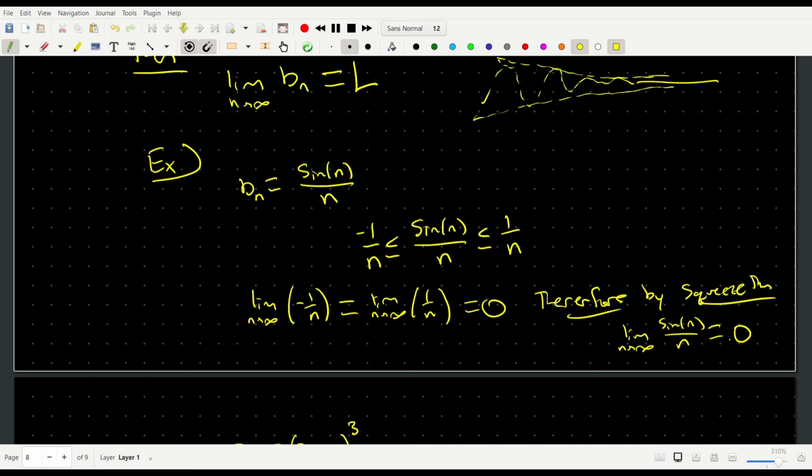This is an alternative proof method for this function than using L'Hopital's rule. You could also go through and use L'Hopital's rule for this, and you'll get the exact same answer, that it equals 0. But the squeeze theorem is an alternative method of proving this, and it's very useful under the right circumstances.